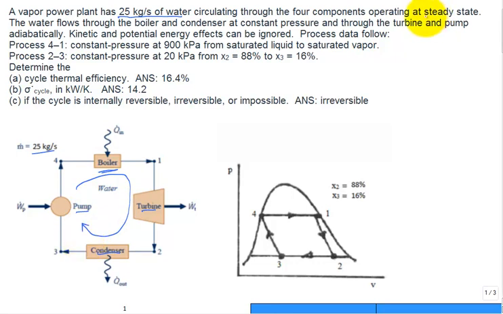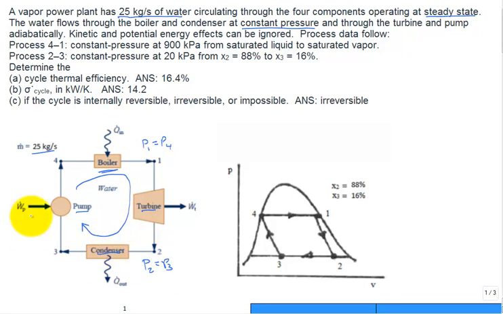It's operating at steady state, and the water flows at constant pressure through the boiler and the condenser. So this P1 is equal to P4. It's constant pressure through the boiler. Likewise, P2 is equal to P3, the constant pressure.